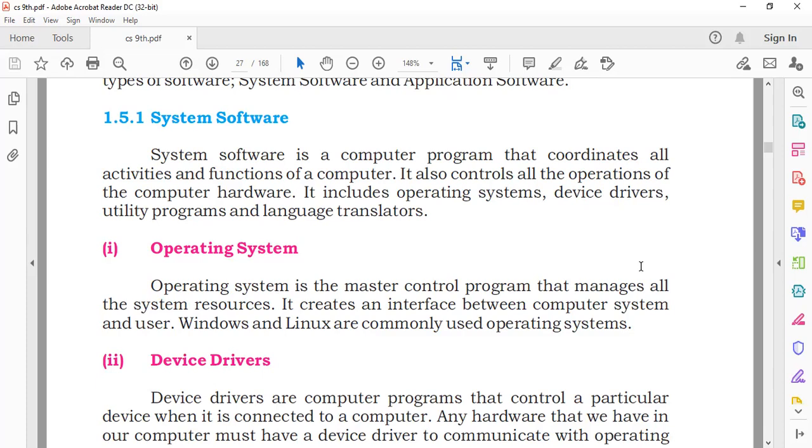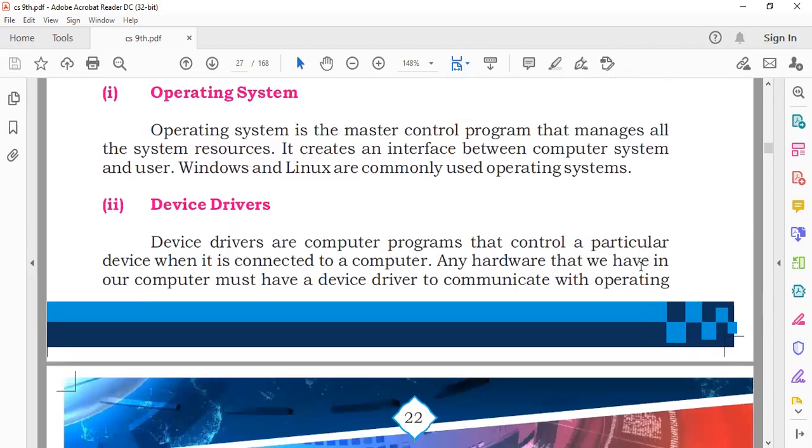Windows and Linux are the commonly used operating systems. So these, Windows and Linux, are examples of the operating system. Device drivers. Device drivers are the computer programs that can control a particular kind of device which is connected to any computer.